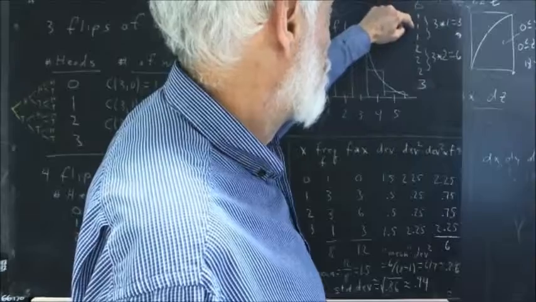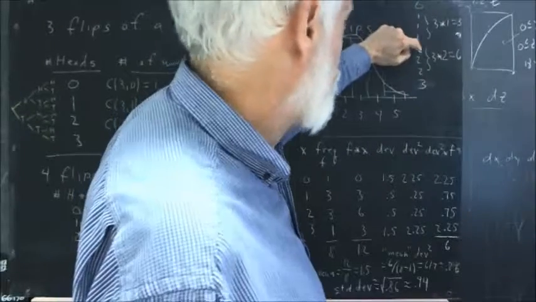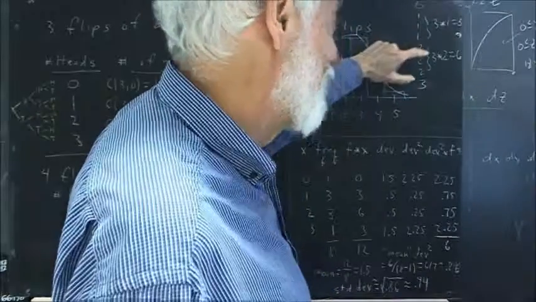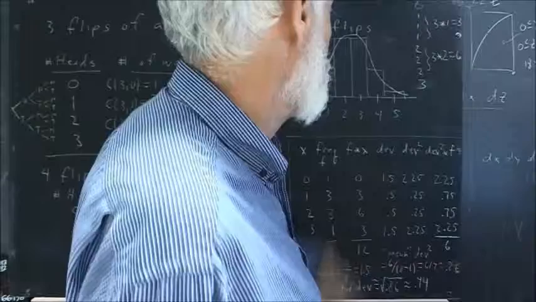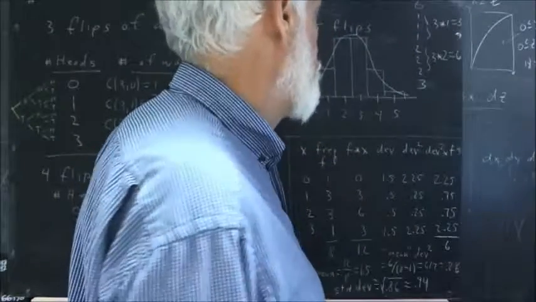We could easily add these numbers up. 0 and 1 is 1, and 1 is 2, and 1 is 3, and 2 is 5, and 2 is 7, and 2 is 9, and 3 is 12. So these numbers add up to 12.